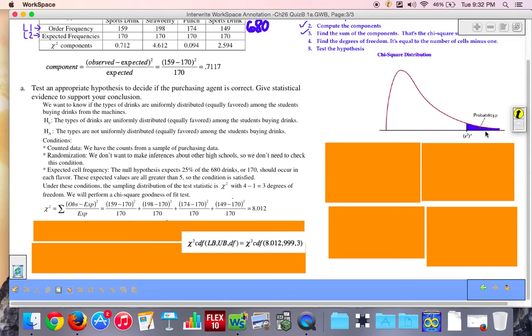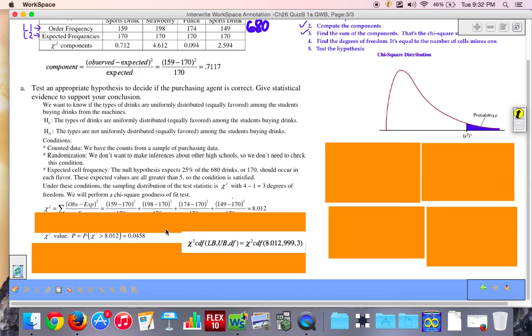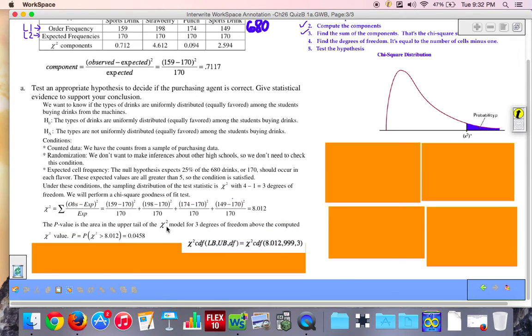Our upper bound would be some very large number, and our degrees of freedom would be 3. So take a minute in your calculator, enter those values, 8.012, comma, okay, and what you should get there is, you should get the probability of chi-squared being larger than 8.012, which is right here.